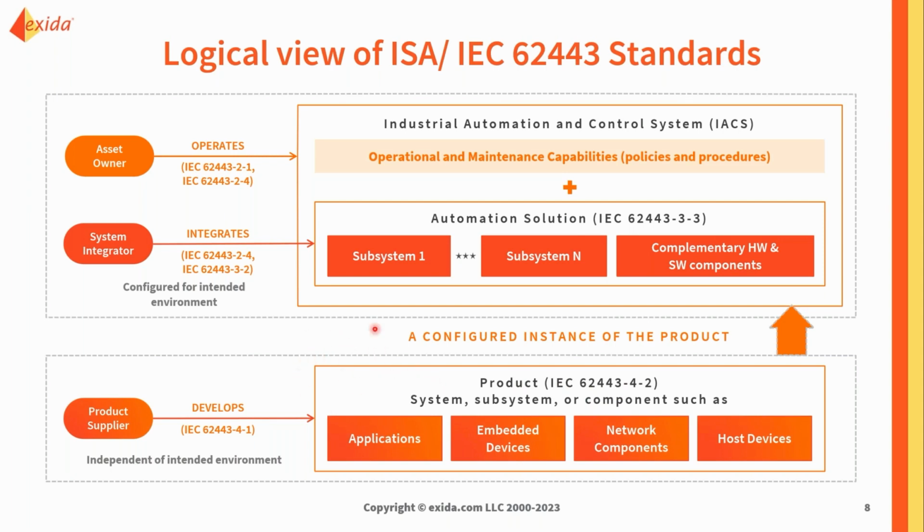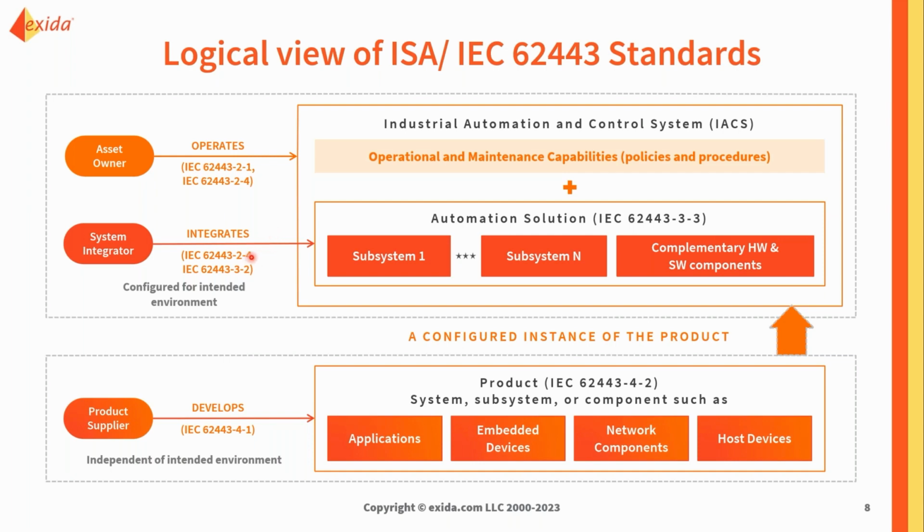And so from there, a configured instance of that product, or that product combined with some other systems or subsystems, is our automation solution. And the system integrator is now that next party who's responsible for pulling together those different products or those different pieces into a comprehensive system, or an automation solution, which is the term that the standard uses to describe that.